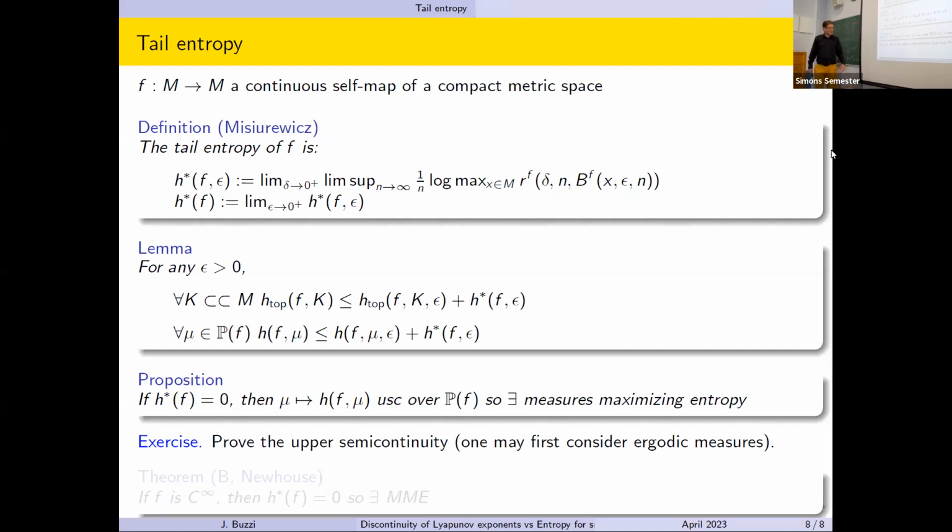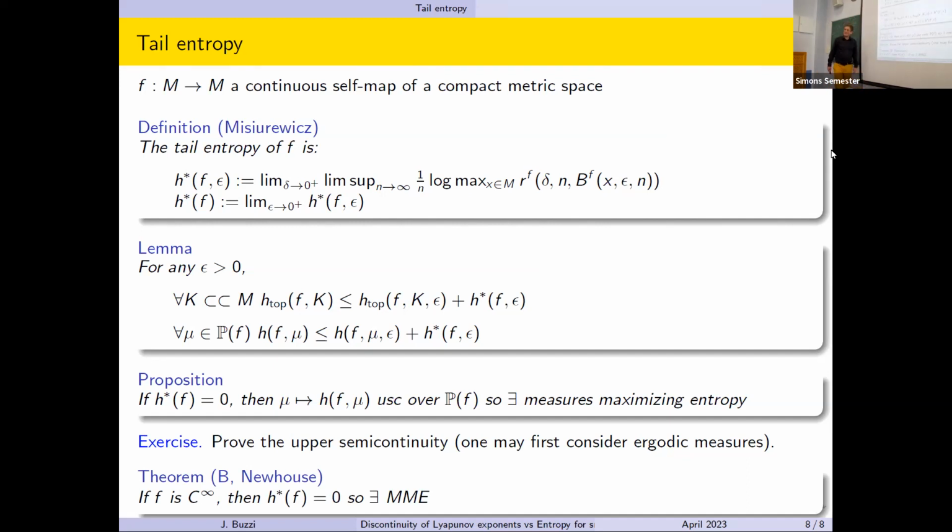But I mean, the way I know how to do it, if I don't want to use the entropy with respect to partition, is convoluted. And now, you can say, okay, that's very nice to know that entropy-expansive maps have MMEs, but are there many of them? It turns out that, as a consequence of Yomdin theory, first Newhouse showed the upper semi-continuity.